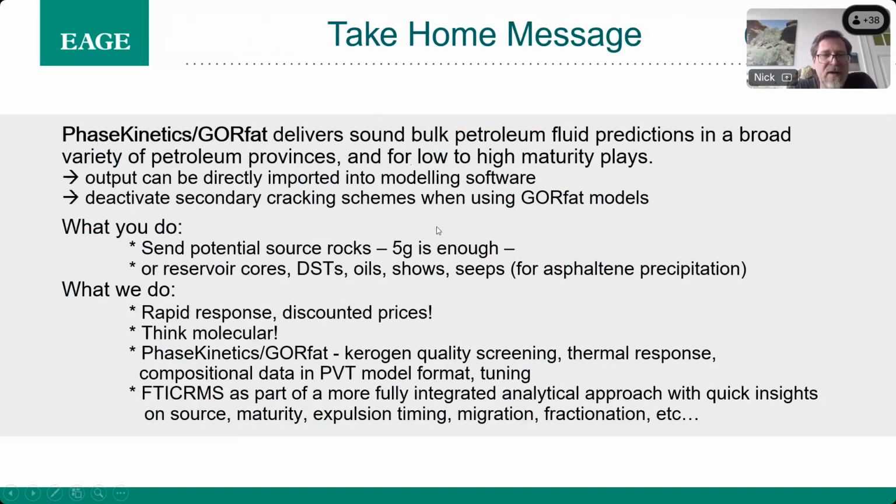What is needed by us to do the job, to construct those phase kinetics and GORFET models, is potential source rock material, 5 grams is enough, or reservoir core, DSTs, oils, shows, or seeps for asphaltene precipitation if we use the asphaltene as a kerogen indicator. Besides the kinetics modeling approach for PVT prediction, FT-ICR-MS is part of a more fully integrated analytical approach with quick insights on source maturity, expulsion timing, migration, fractionation, etc. And not to forget, since Alex Hartwig joined us at GeoS4 now, we would also do the petroleum system modeling itself, using those models, of course.